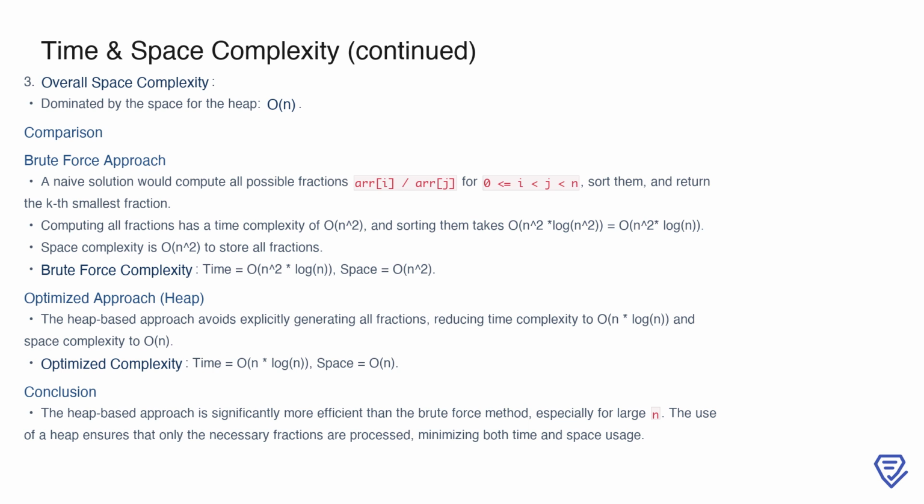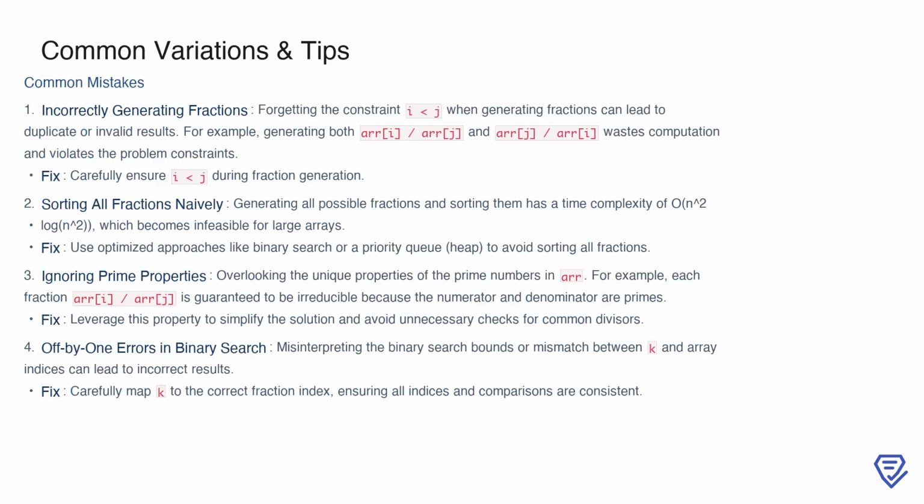Overall, this optimization ensures that both time and space usage are kept to a minimum while maintaining accuracy. When solving this problem, there are several common mistakes to watch out for. First, forgetting the constraint that i must be less than j when generating fractions can lead to duplicates or invalid results. For instance, if you generate both arr[i]/arr[j] and arr[j]/arr[i], you're not only wasting computation but also violating the problem's constraints. To fix this, make sure you enforce the condition i less than j when creating fractions.